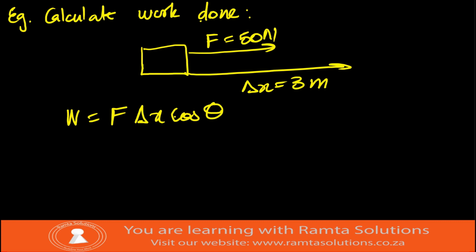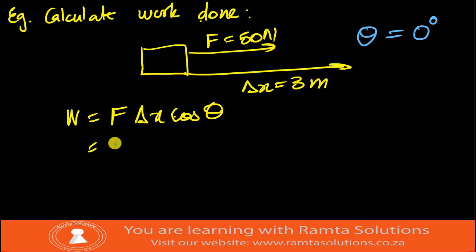The question you should ask yourself is, where is the displacement going to? In which direction is the displacement? It is to the right. When you look at the object, in which direction is it heading? It's to the right. The force is also heading to the right. So both the force and the displacement are in the same direction, so our theta will be 0 degrees.